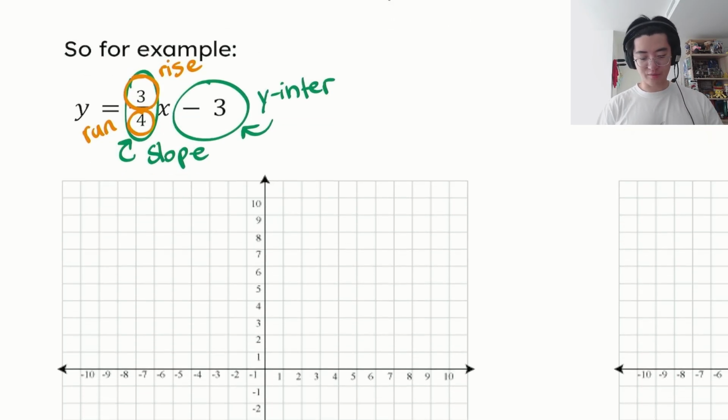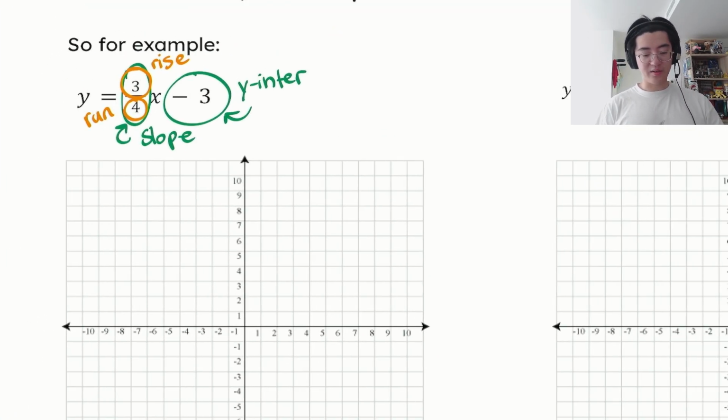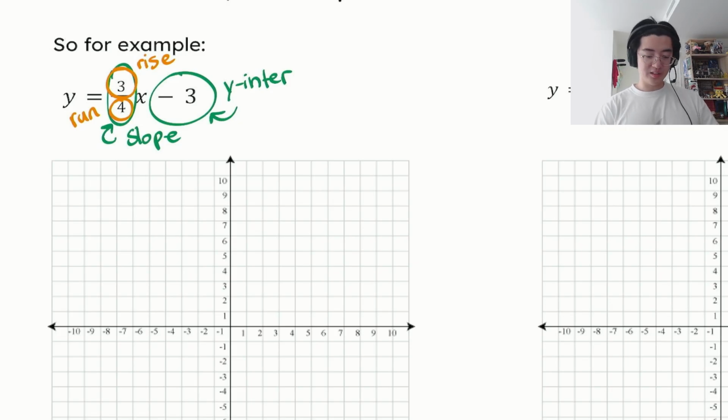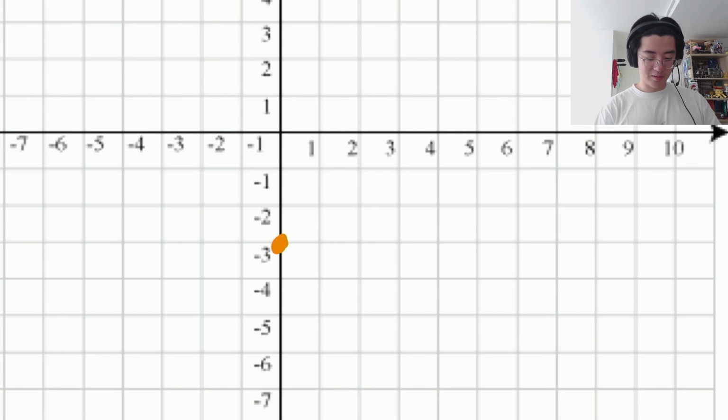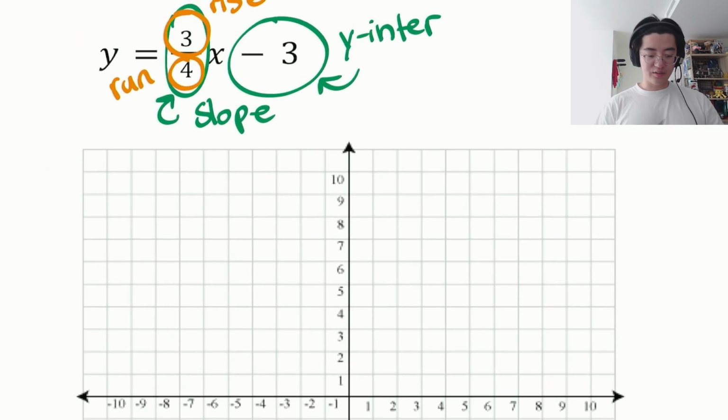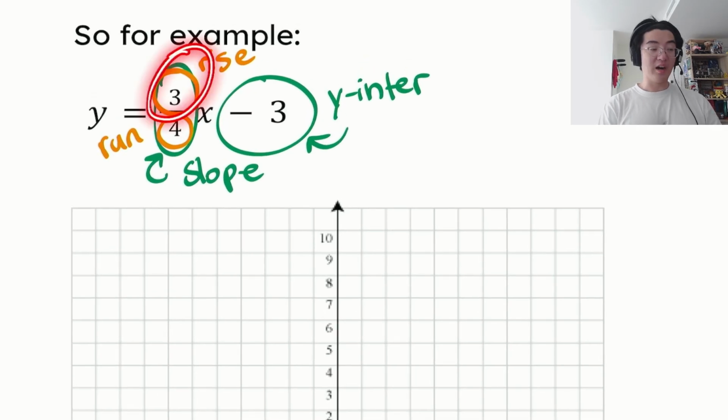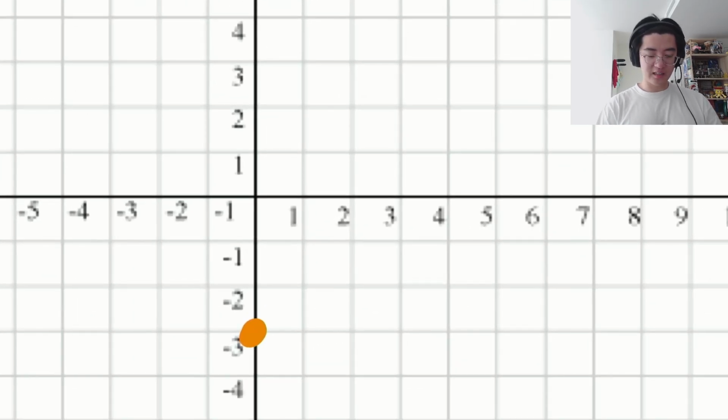In practice, let's graph it out. First of all, the y-intercept, that's the easy part. The y-intercept is -3, so our first dot is right here, y equals -3. Remember, the rise is how much the y value changes, and we know it's +3. So our y goes up by 3. From this point at -3, 1, 2, 3, we go up by 3 units.